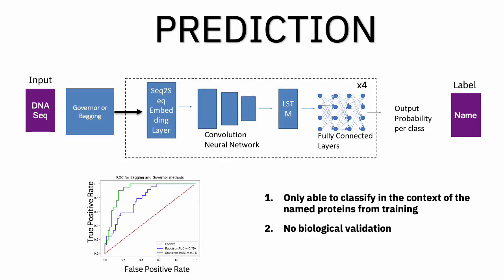Now, I told you that we want to annotate our hypothetical proteins by finding out their function first. However, in our initial approach, we had built an ML model to directly assign name. I want to share some things that we learned from it. Now, even though the model had a very good area under the curve of 0.91, it was only able to classify in the context of the named proteins that it was trained against. And also, it wouldn't be able to discover any new proteins.